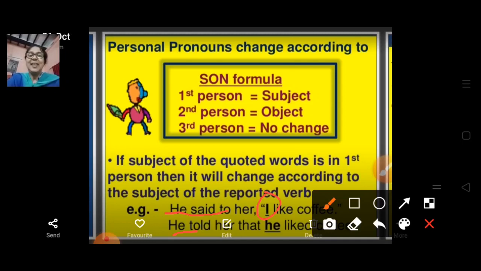Because we have discussed that if it is written in simple present tense, we are going to change it to simple past tense. So here we just pay attention to the personal pronoun change according to the SON formula. If the reported speech is written in the first person, we will change according to the subject. If it is written in the second person, we will change according to the object. If it is written in the third person, we are not going to change. So first, if the inverted commas speech is written in the first person, we will change the pronouns according to the subject.